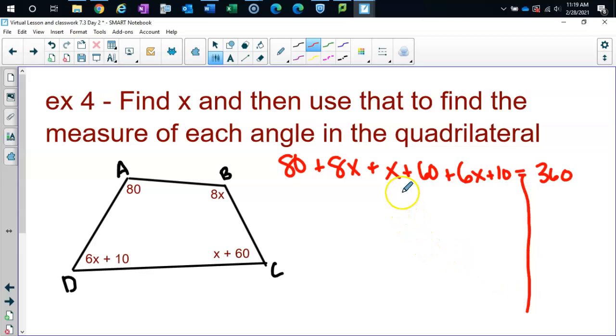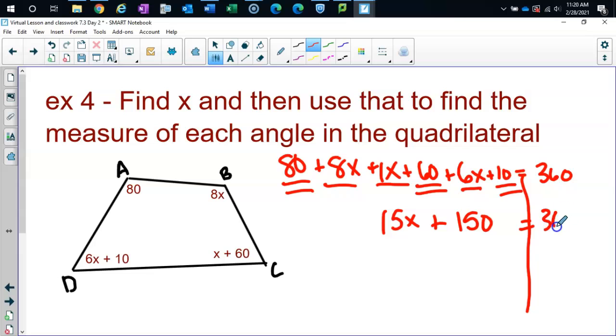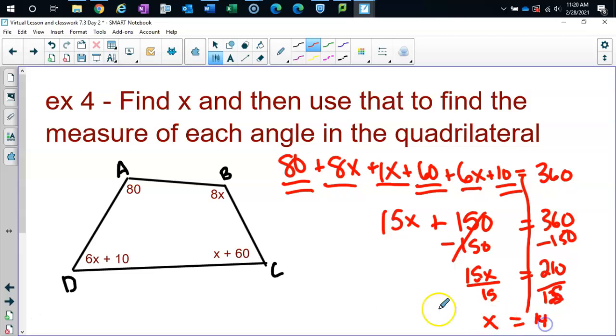All right, now when I solve this, let's add our x's together first. 8x plus x, remember that's 1x, plus 6x. That is 15x. 80 plus 60 plus 10 is 150. So plus 150 equals 360. Subtract 150 from both sides, and we get 15x equals 210. Divide both sides by 15, and you end up with x is 14.